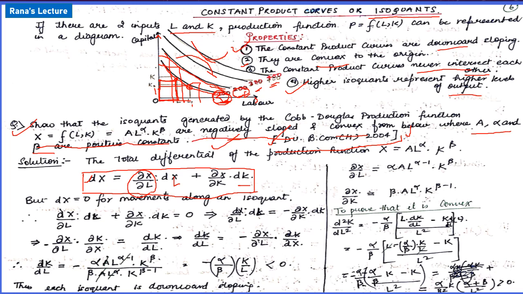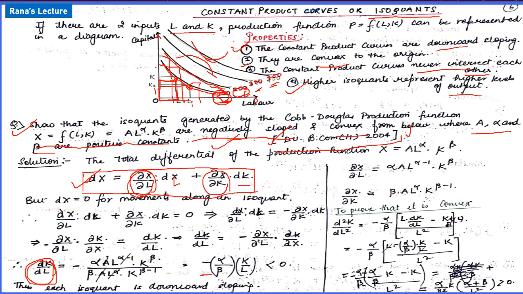You have to apply total differential, and what you have to prove is that this isoquant is negatively sloped. In order to prove that, you have to prove that dK by dL, that is the slope of the isoquant, is negative. In order to get dK by dL, you have to use the concept of total differential and this formula. From this formula you have to get dK by dL. So in this formula you have to find the marginal productivity of labor and the marginal productivity of capital.